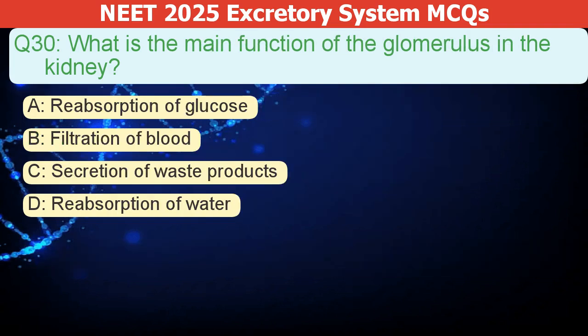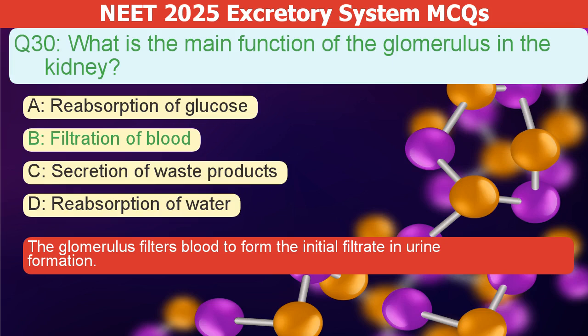What is the main function of the glomerulus in the kidney? A. Reabsorption of glucose. B. Filtration of blood. C. Secretion of waste products. D. Reabsorption of water. The correct answer is B. The glomerulus filters blood to form the initial filtrate in urine formation.